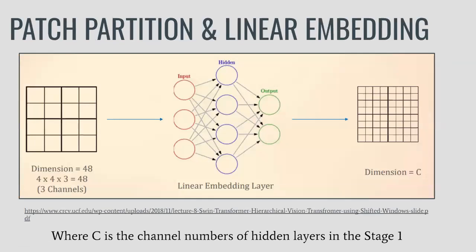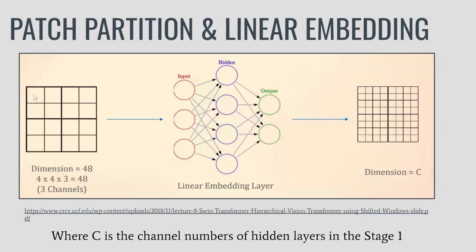So, the first that we have is patch partitioning. The first step consists of splitting an input RGB image into non-overlapping smaller patches. By patch, I mean token. So moving forward, I will use the word token in order to avoid any confusion.